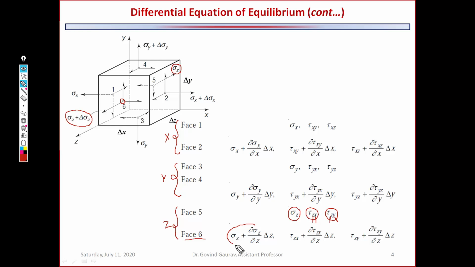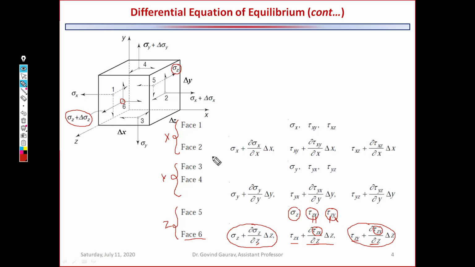The values of the normal stress will be sigma z plus the partial derivative of sigma z with respect to the z axis, the values of the shearing stress plus the partial derivatives of the shearing stress acting in the x direction with respect to the z axis, and the values of the shearing stress plus the partial derivatives of the shearing stress acting in the y direction with respect to the z axis.